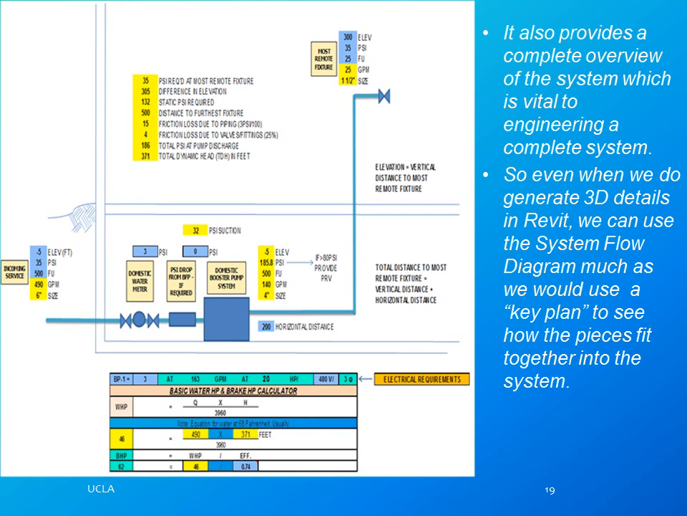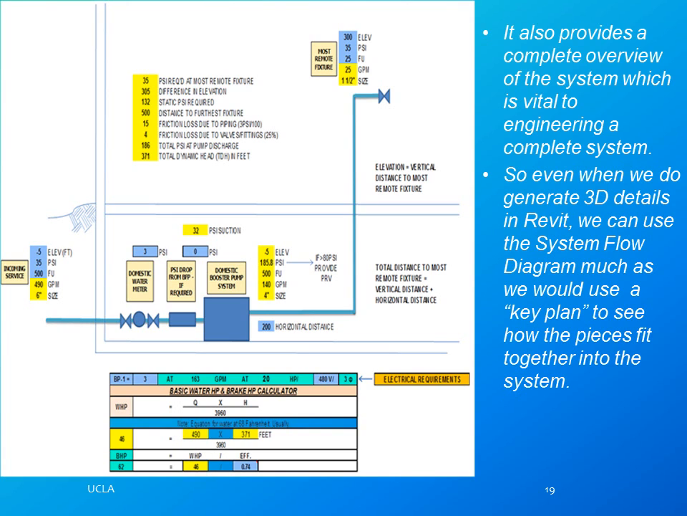This is one of my later versions, and again, this is in Excel. I used a white highlight on all of the cells that are not a different color. That wipes out all the grid lines. This provides a complete overview of the system, which is vital to engineering a complete system, of course. So even when we do generate 3D details in Revit or other programs, we can use this diagram a lot like we would use a key plan to see how the pieces fit together into the system. That's why I like it.